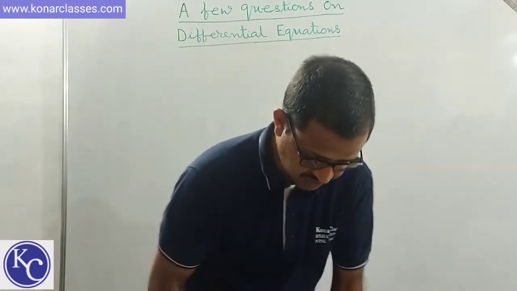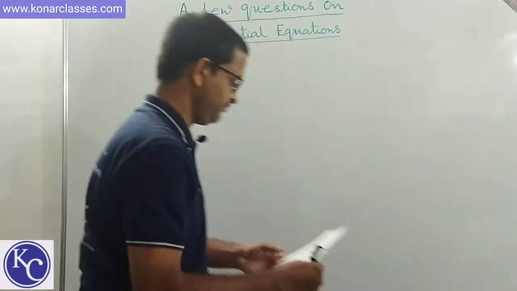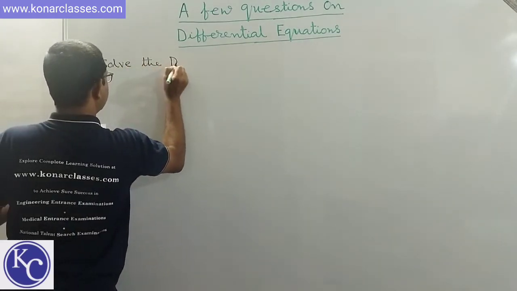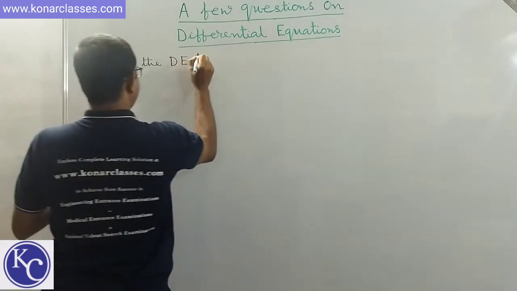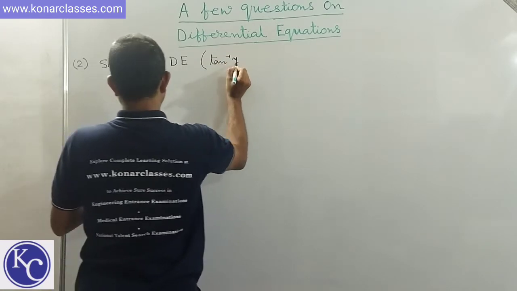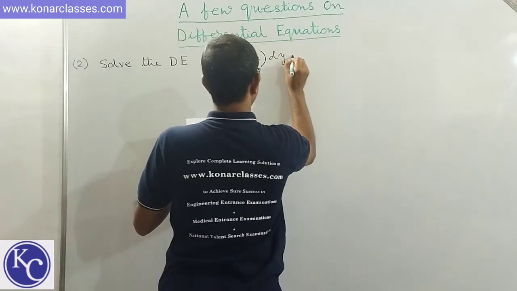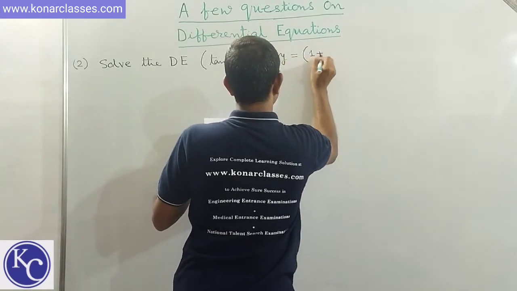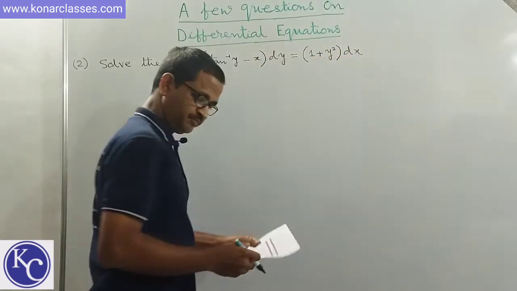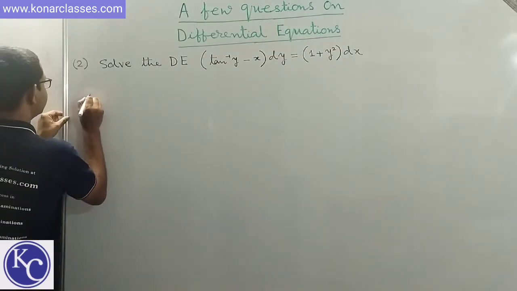Okay, so let me take this question from my notebook and write it down here, dear students. The question is: solve the differential equation (tan inverse y minus x) dy is equal to (1 plus y square) dx. Okay, dear students, so from the given differential equation, what we get?